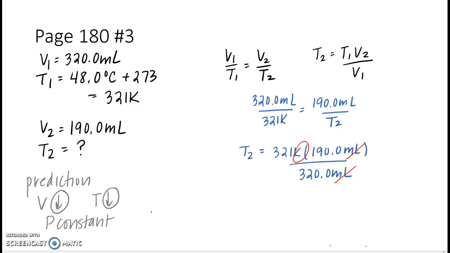So let's plug these numbers into our calculator and let's see if we agree with that. I get my final answer, T2, to be 113 Kelvin, which is lower than 321, so that looks correct. All right, let's move on.